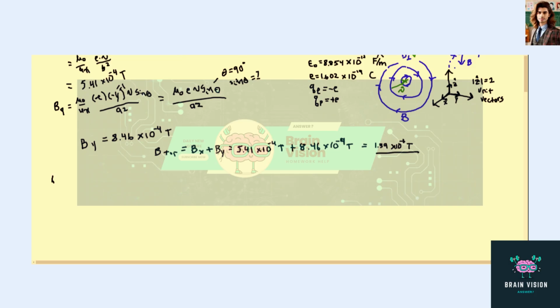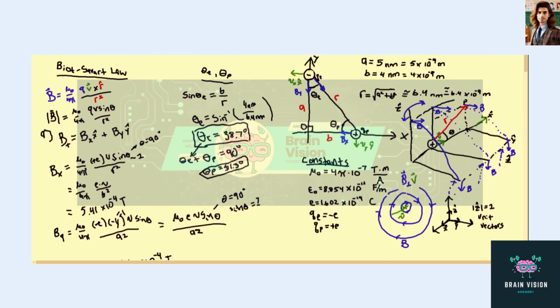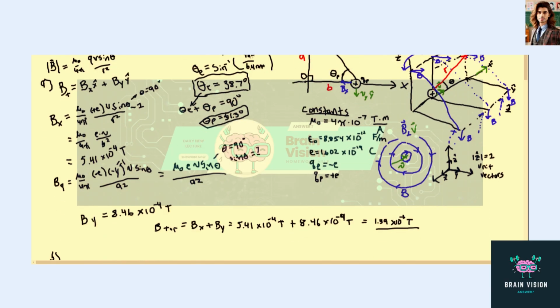For part B, we are asked only the contribution, right? So let's go back up here. For part B, we want to find this magnetic field, so this is between the electron and the proton.